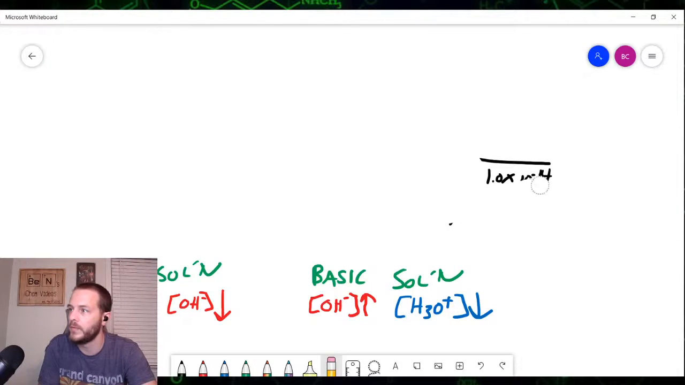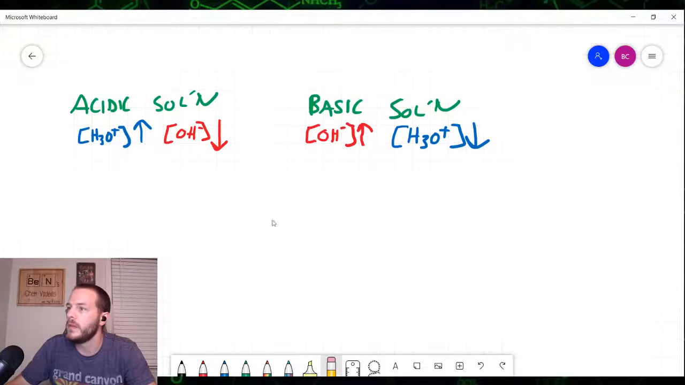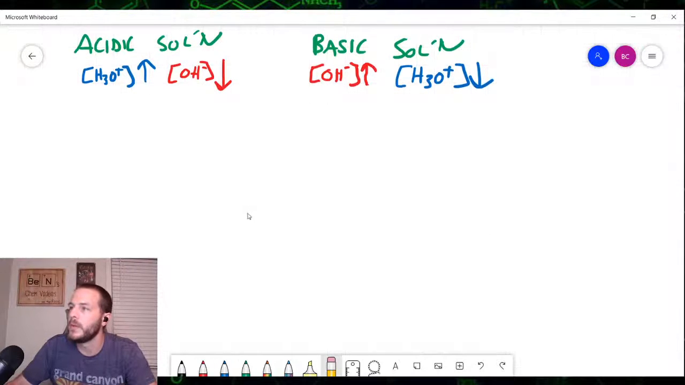That's how I erase it. I have to use my pen to erase stuff. Go figure. Okay, so this is the relationship. I'm going to just leave that pinned to the top up there.